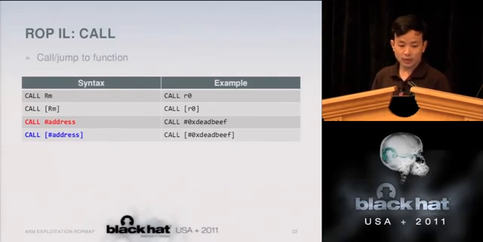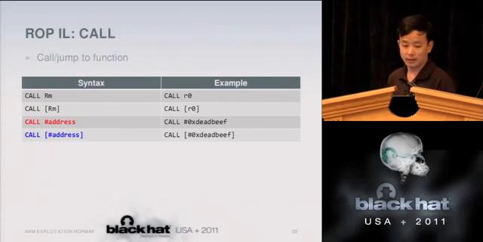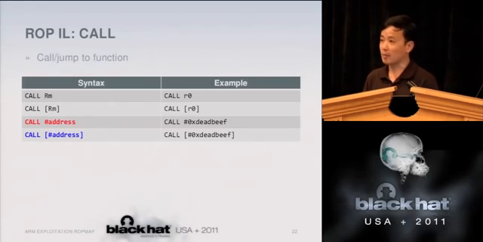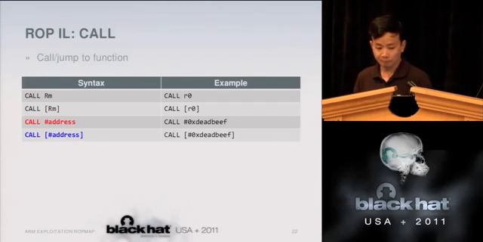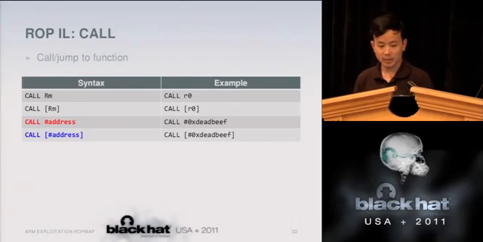The call instruction is the synonym for call or jump to a function. Here we can call by a register, like an indirect call to a register reference, call by an address, and call to a value referenced by an address, like when we call an entry in the GOT table, for example.